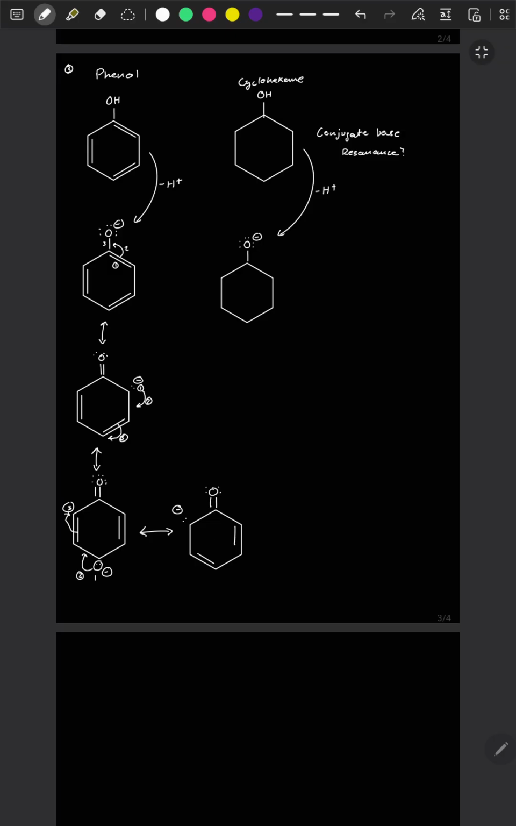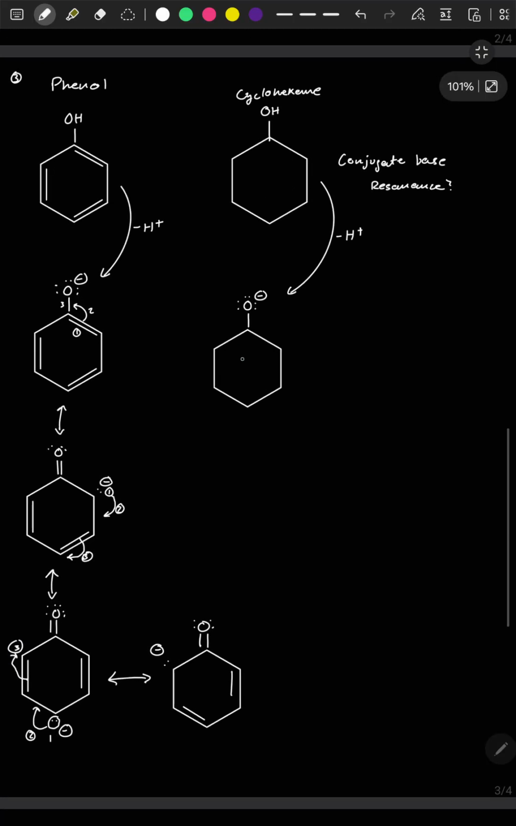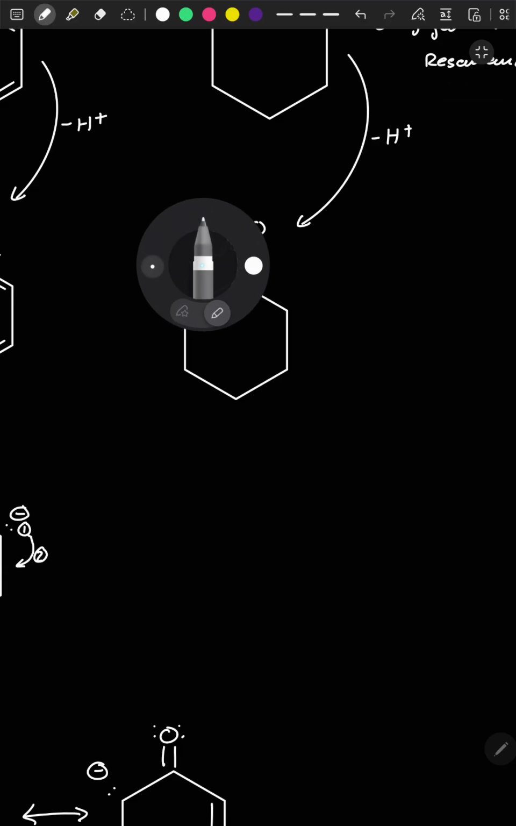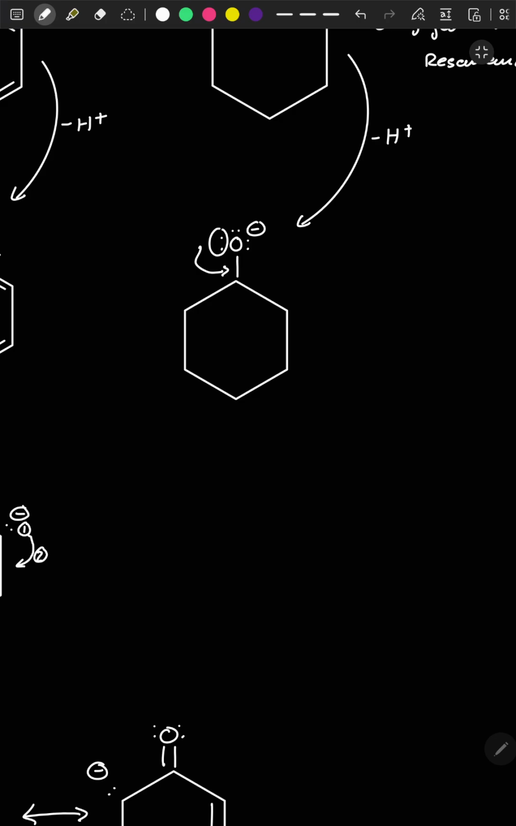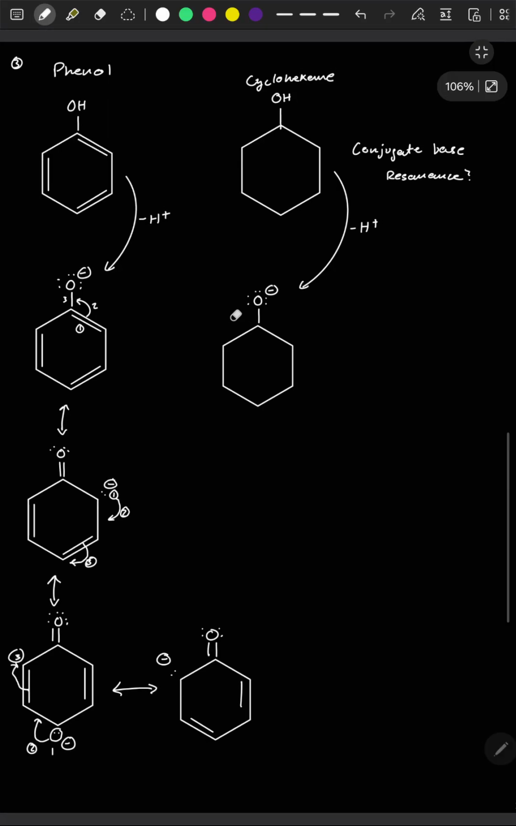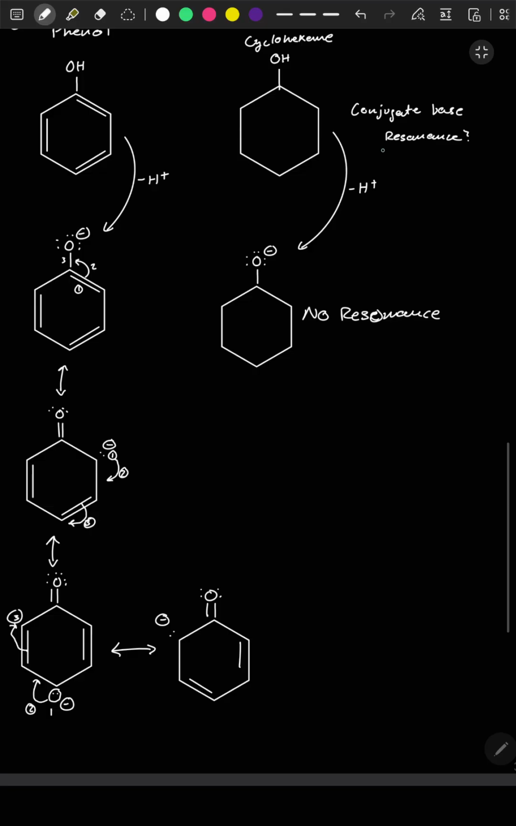Now let's see if the cyclohexane has any resonance structures. Does it? Well, no, it really doesn't, because if we want to use one of these down right here, that changes our formal charge, so it's no longer the same. It no longer has the same structure. So because of this, we are going to say that this has no resonance.